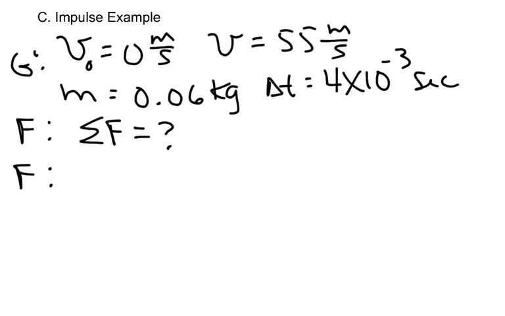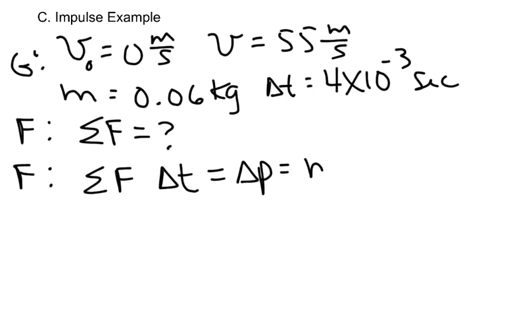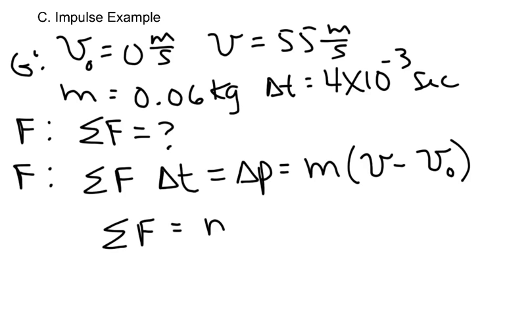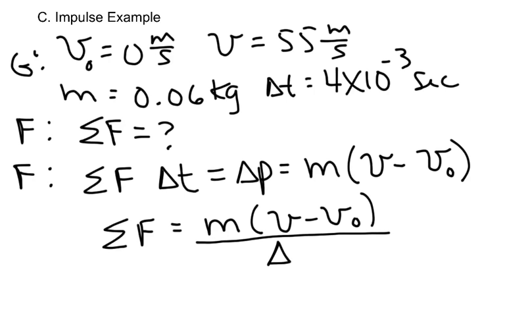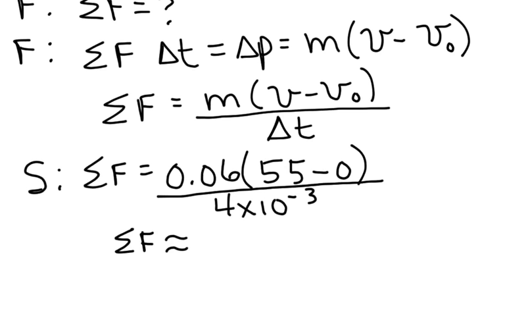I know we have a formula for impulse, which is your net force multiplied by the change in time of collision is equal to the change in momentum, or the mass of the object multiplied by the final velocity minus the initial velocity. So the formula I'm going to use for force then is my net force is going to be equal to the mass of the ball multiplied by its change in velocity all over the time of impact of the serve. Okay, so plugging in the numbers, we get a net force of approximately 800 newtons.